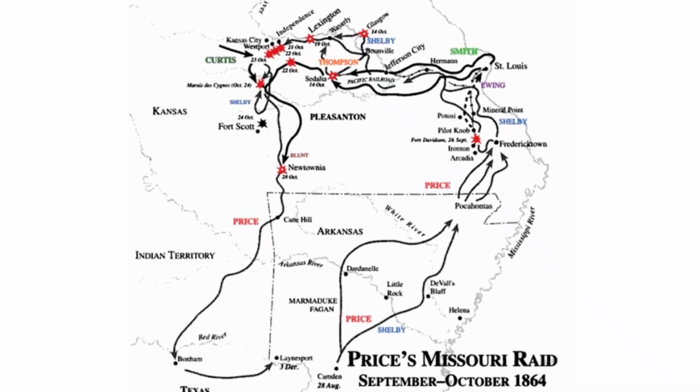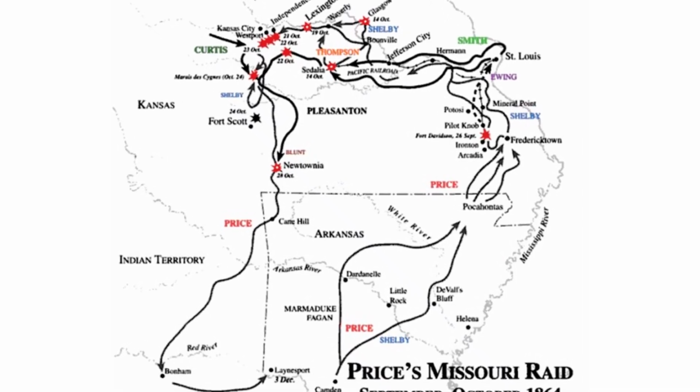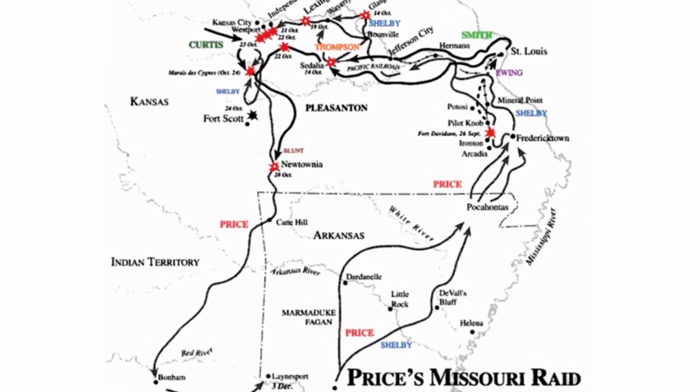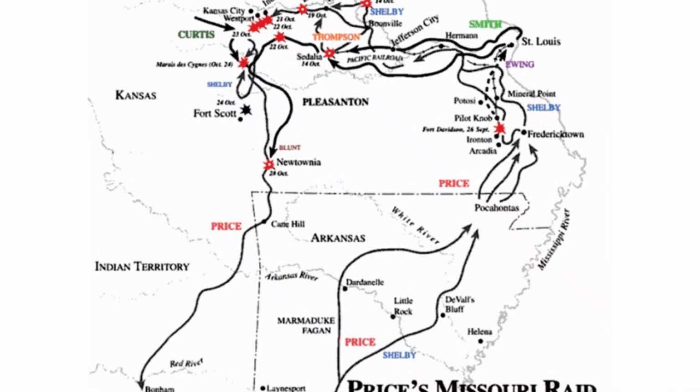Several battles ensued following Price on his way westward. At first, as the Union forces were just assembling, Price was able to win a few skirmishes and keep the Union army at bay, continuing at his snail's pace.